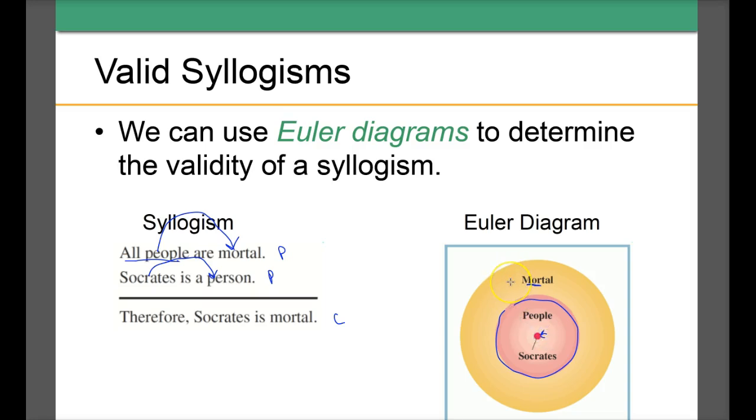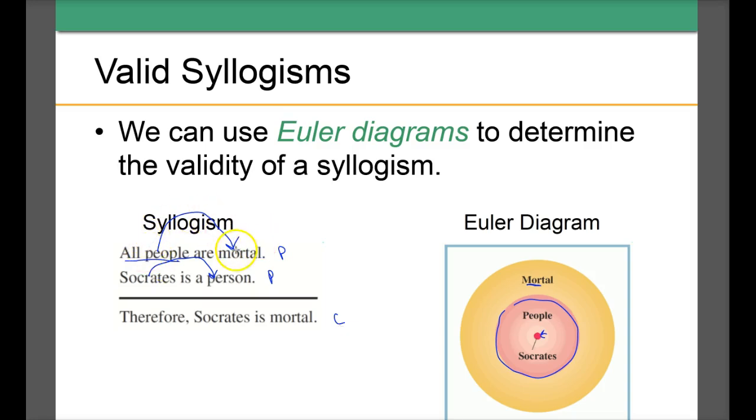Now, how we know that we have a valid argument or not is that if our conclusion, which is "therefore Socrates is mortal," if we can only put, in this case, Socrates in one place, then we know that the argument is valid. If we can place Socrates in other places, let's say more than one place, then we know that the argument is invalid because there's a situation where Socrates may not be what we're saying here, which is mortal.